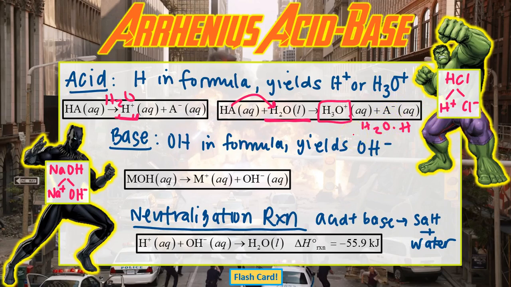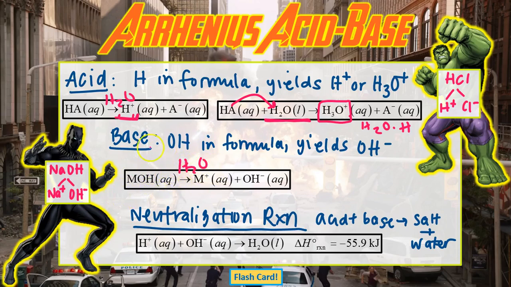Now let's move on. We then have the Arrhenius base definition. A base is going to have OH in its formula. So I have chosen the Black Panther, T'Challa, and as you can see, he is representing NaOH, T'Challa, or NaOH Black Panther. We have OH in its formula, so we know that's part of the Arrhenius definition. And then finally, when mixed with water, it's going to yield OH minus. And so again, we can have H2O here.